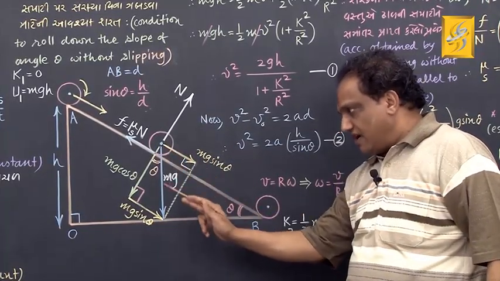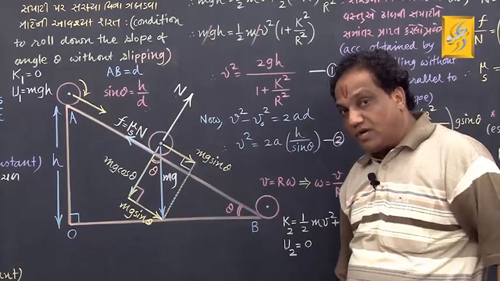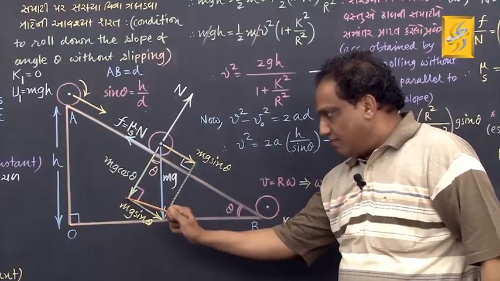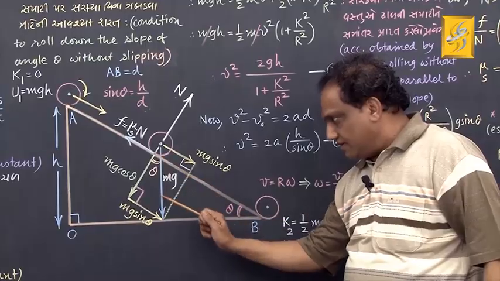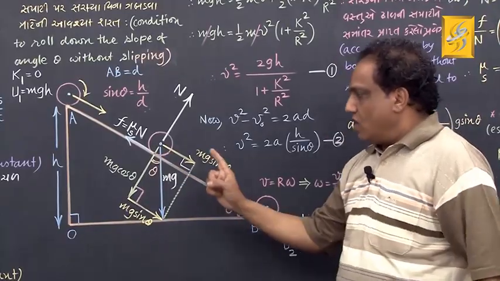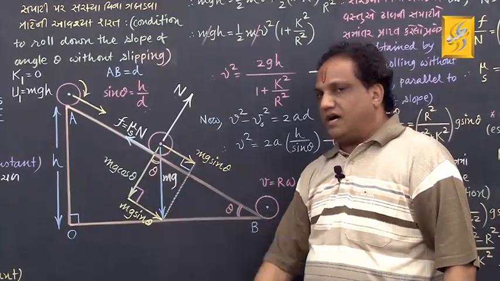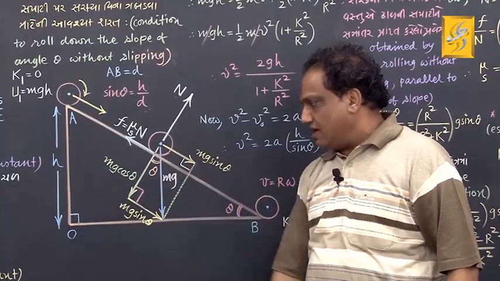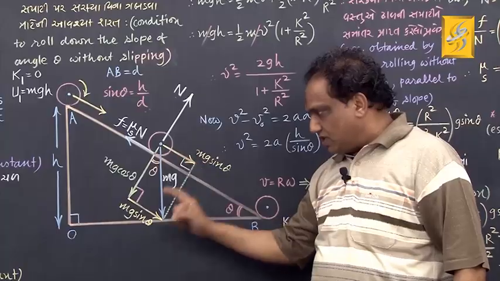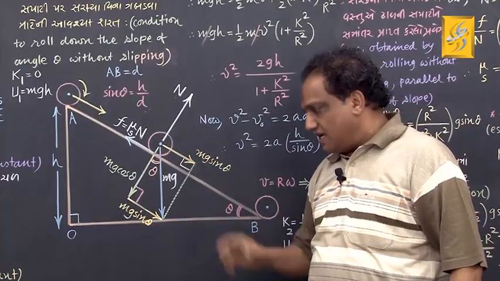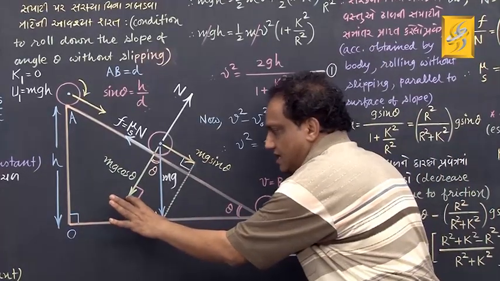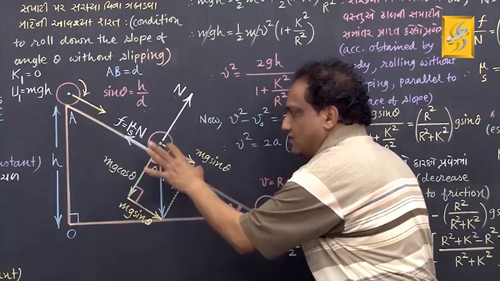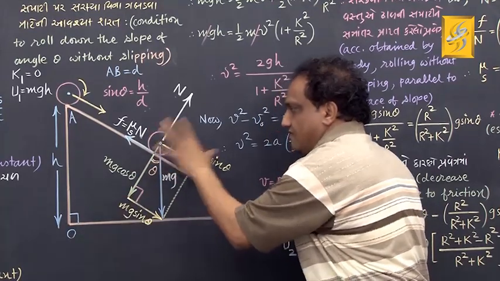Now resolve this vector into two mutually perpendicular components. This vector plus this vector will give you this vector, correct? Fine. The component of mg adjacent to theta: how much is it? mg cos theta. The component of mg opposite to theta: how much is it? mg sin theta. This mg sin theta, instead of showing over here, I have shown it here, correct? From here to here. Fine.